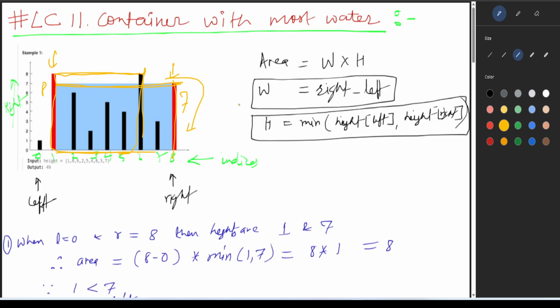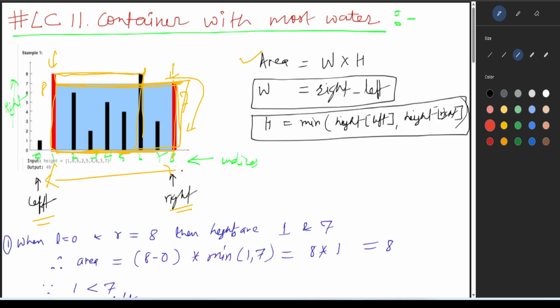But how will you calculate? The area is width into height, so if you multiply this width with this height, we get the area. And if we get the area, that is how much water we can fill, and we say, okay, this is the most water. That is why we have to take two things for the width. Let's suppose I take right here and left here, two pointers.